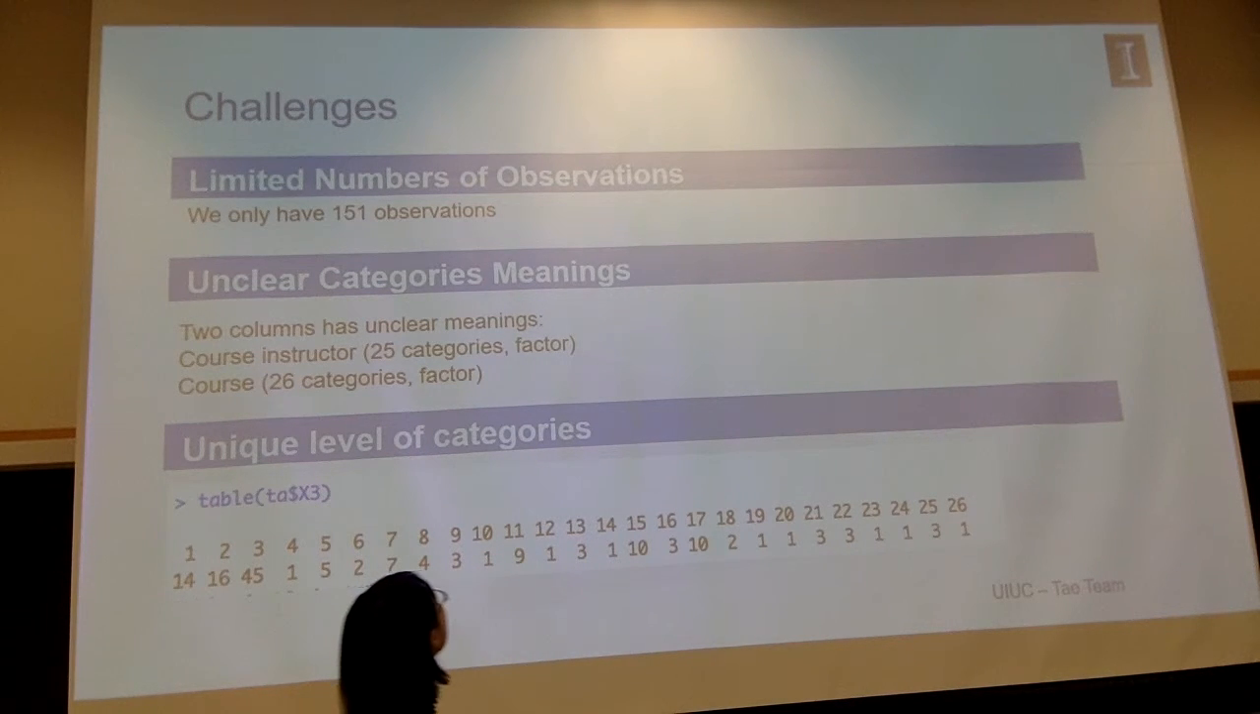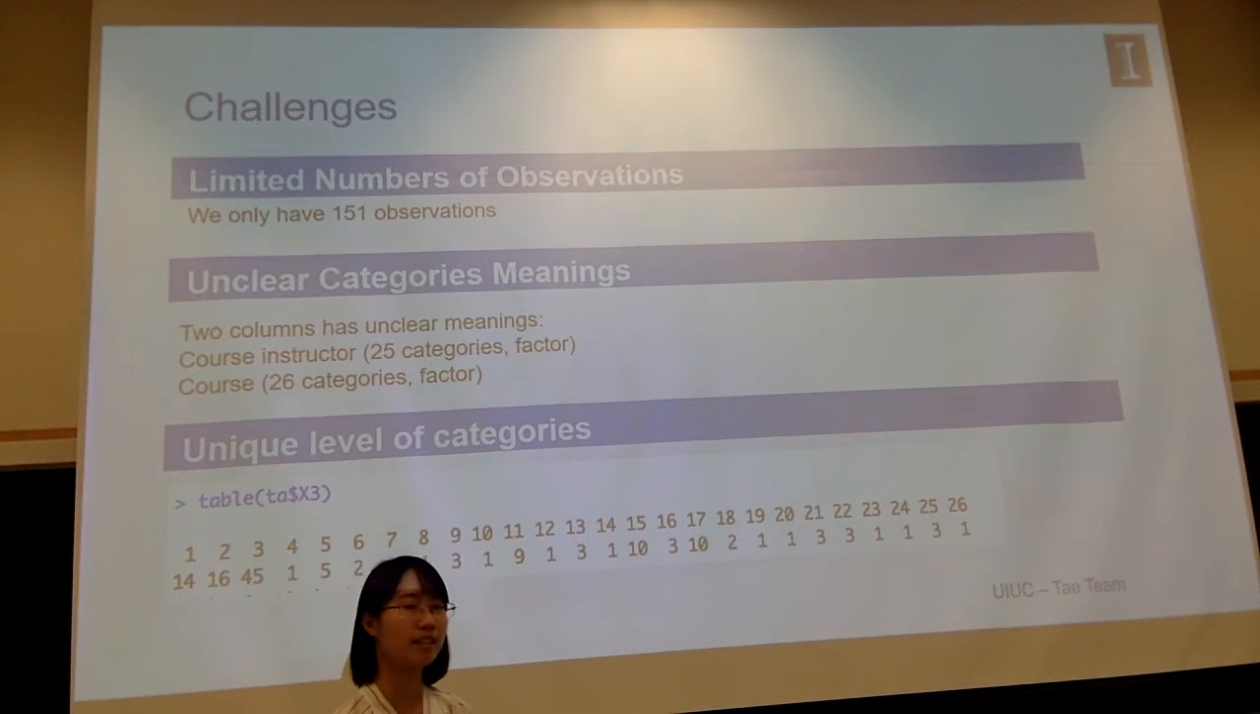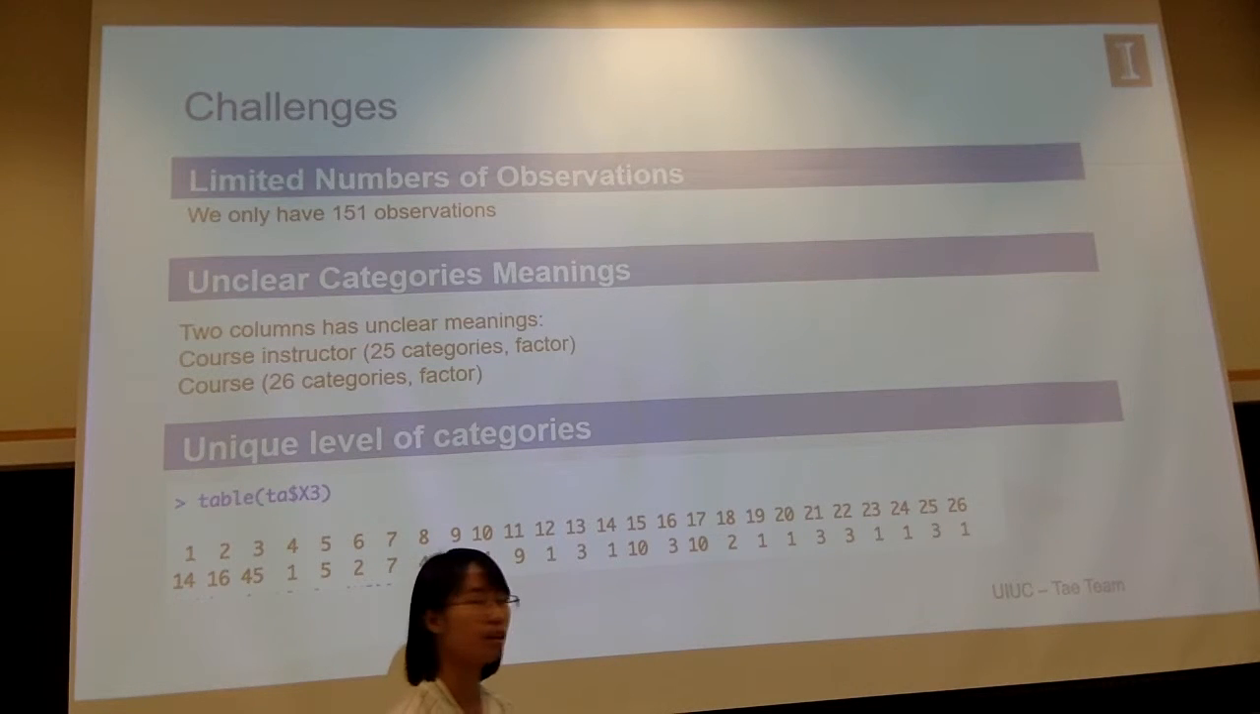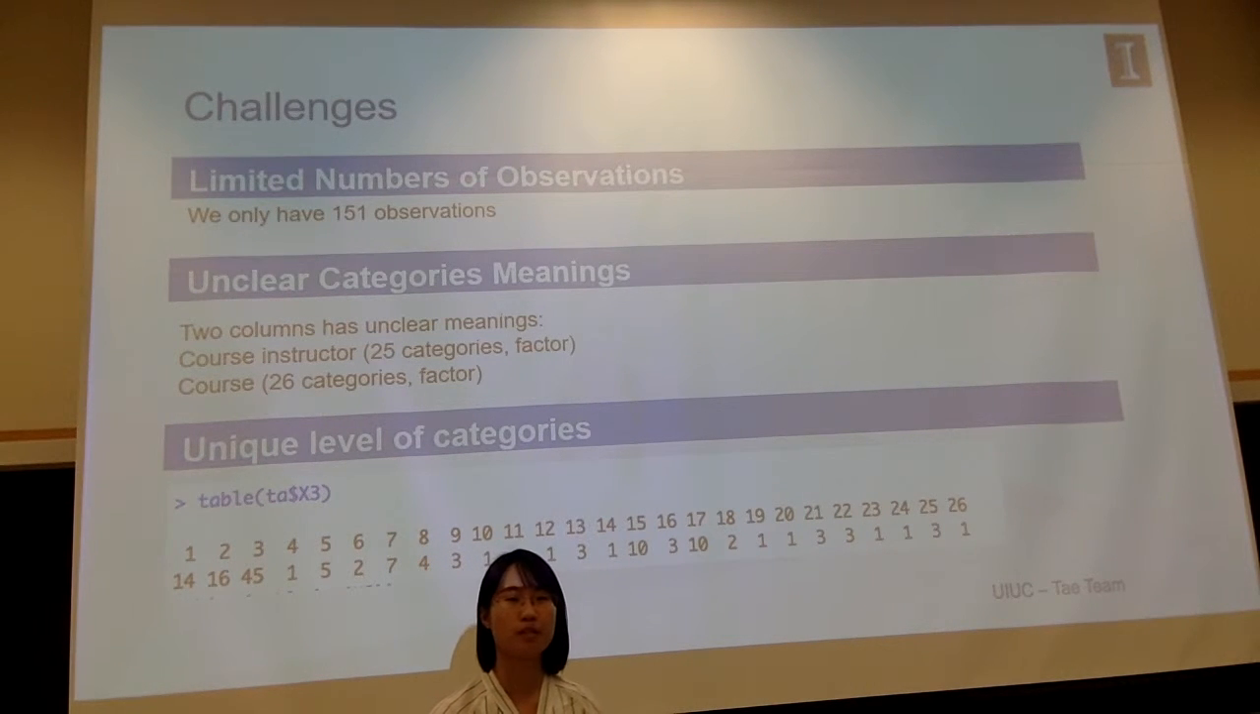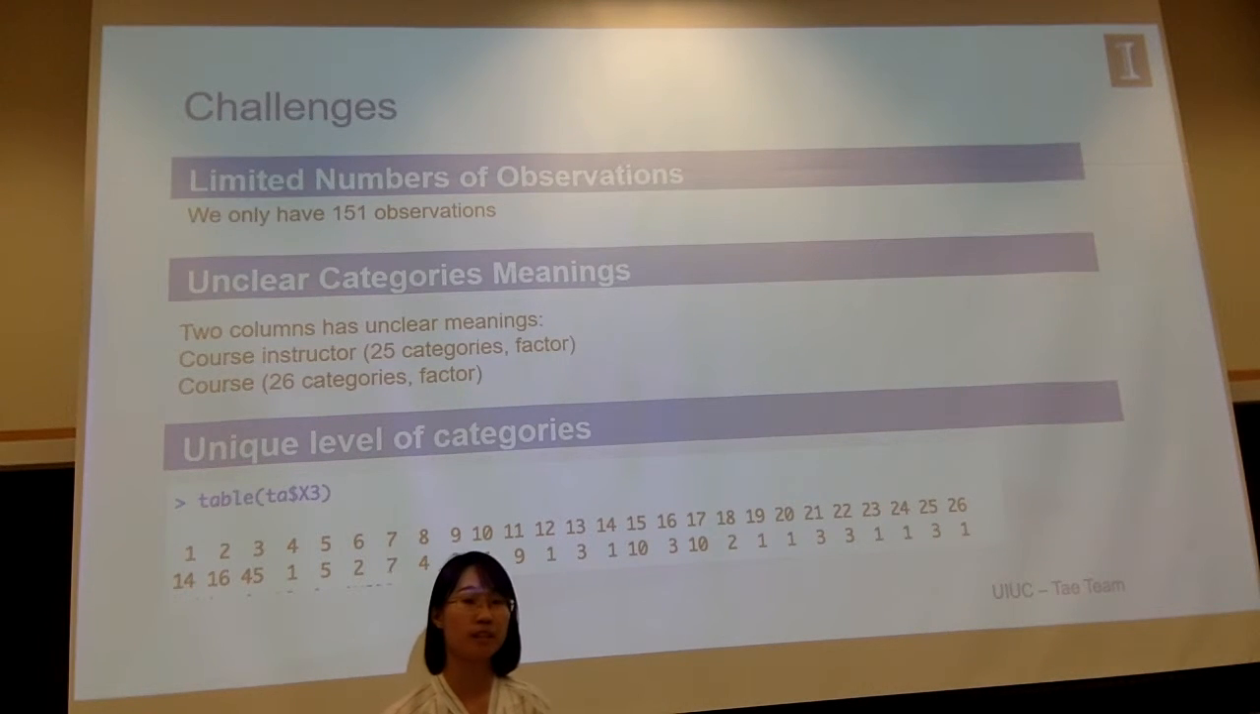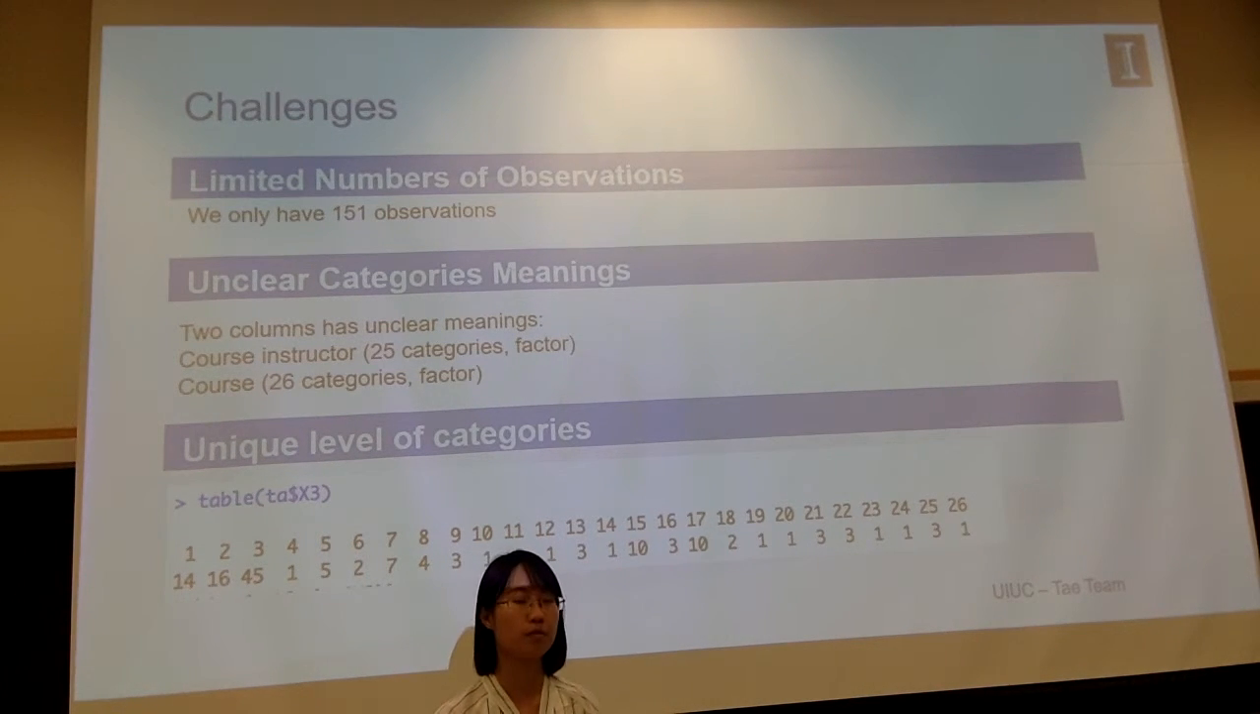So the first challenge that we have is that the data set we have is quite small. We only have 151 observations, which means the prediction ability of the models that we build might not be that good since we don't have too much data.